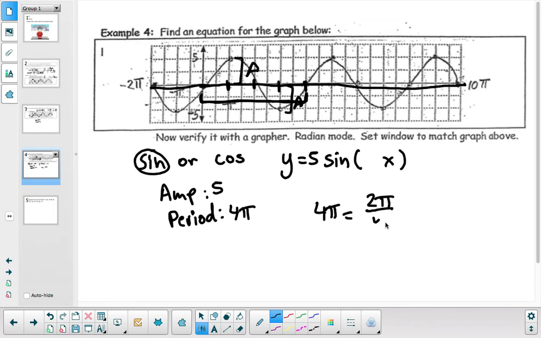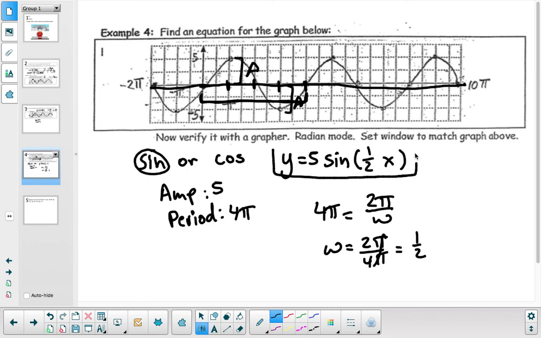omega. And you might see a pattern already, but omega is 2 pi divided by the period, or the period is equal to 2 pi divided by omega. You can do either way. But this is 2 pi over 4 pi. Pi's cancel. 2/4 is 1/2. So omega is 1/2.